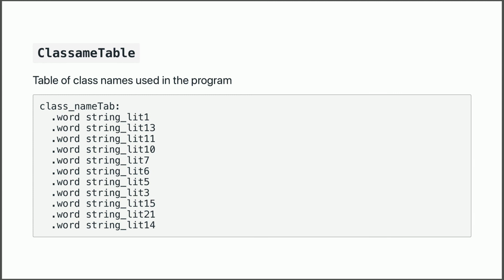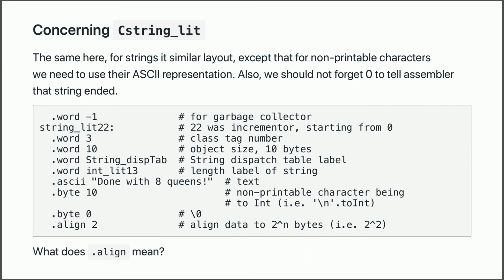Another thing we are seeing here is called the class name table. The class name table is like a dump of all the class names as string literals. So let's go back to the beginning of here.